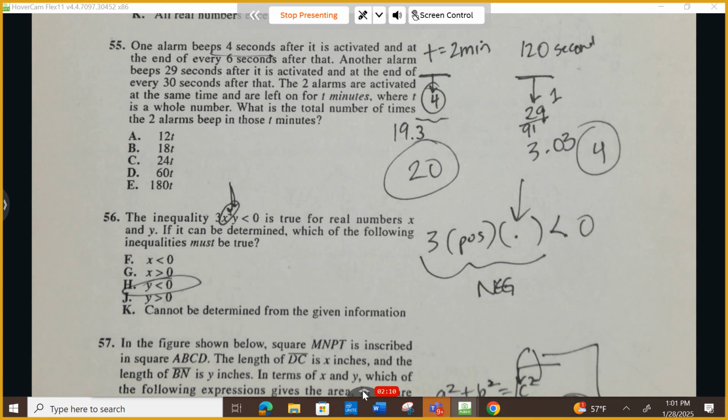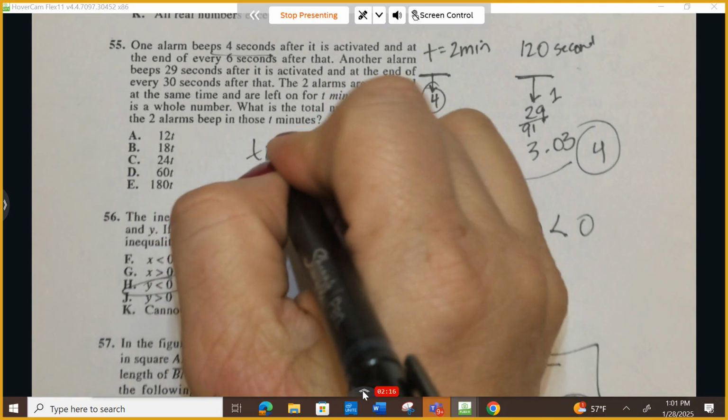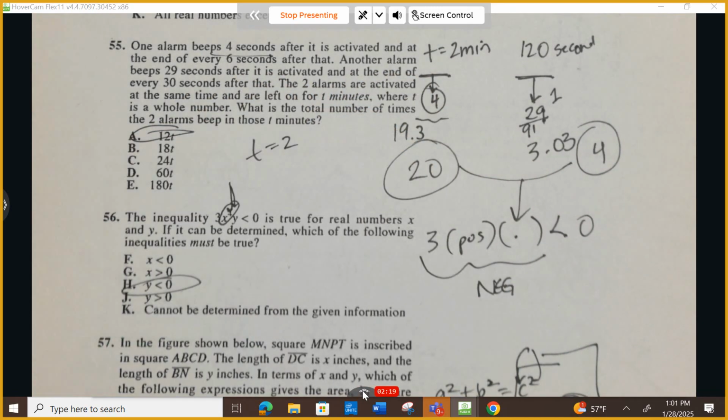And what this question says is, hey, choose an arbitrary number of minutes. I chose 2. And how many times together will the alarms go off? How many times would you hear the alarms go off? 24. So if my t represents 2 minutes, then my correct answer is A. 12 times 2 would give me the 24 I'm looking for.